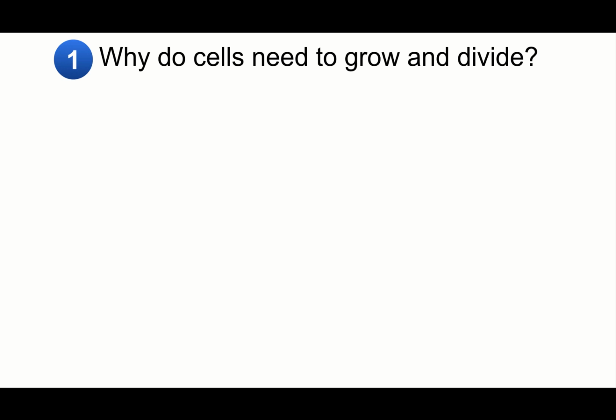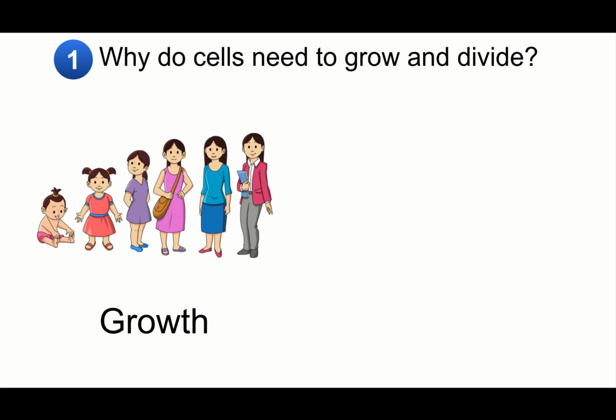Okay, so here's our first question. Why do cells need to grow and divide? Well, two reasons. The first reason is to allow you to grow. As you grow and get physically bigger, your cells don't just get bigger, we actually need more of them, because just like to make a bigger house, you need to add more bricks, not just expand the existing bricks. To make a bigger human, you need to add more cells.